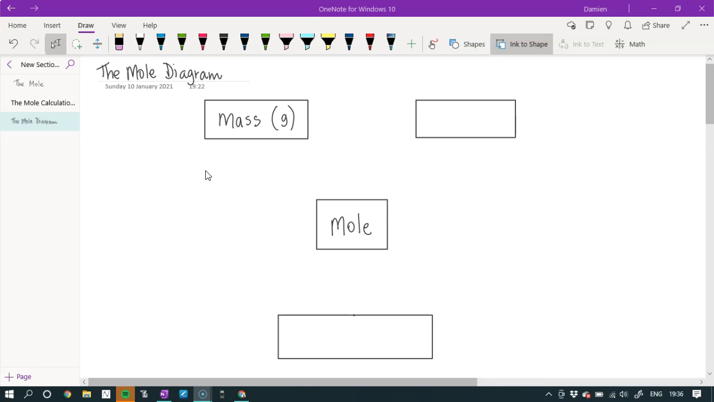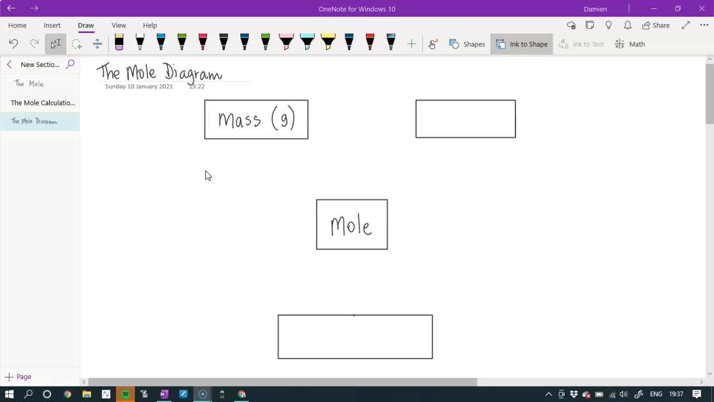So for part 3, we're going to have a look at this mole diagram. This is a short, concise way of trying to move between mass and moles and numbers of particles in a fairly easy manner. So you can use this way or the previous way. This way is probably a little bit easier. Let's have a look at it.